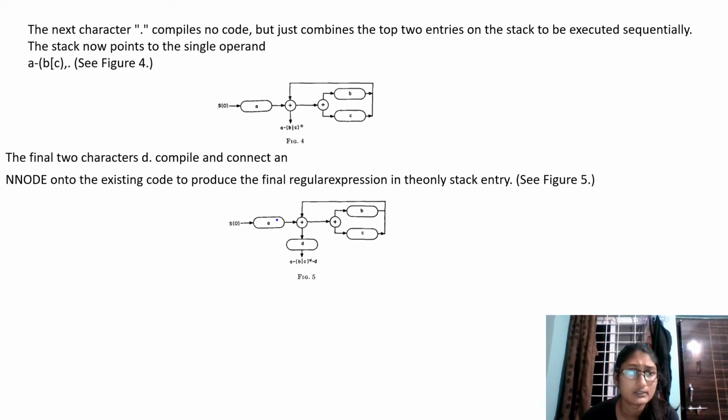The next character, dot, compiles no code but just combines the top two entries on the stack to be executed sequentially. The stack now points to a single operand of the code. The two operator characters cause the compiler to connect an end node onto existing code of a regular expression, and the only stack entry.